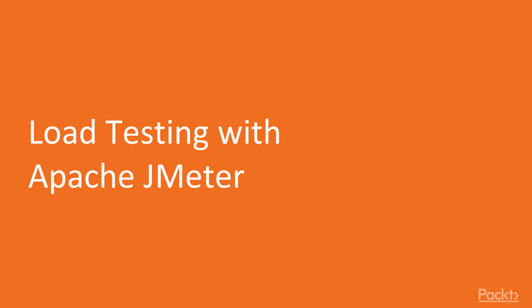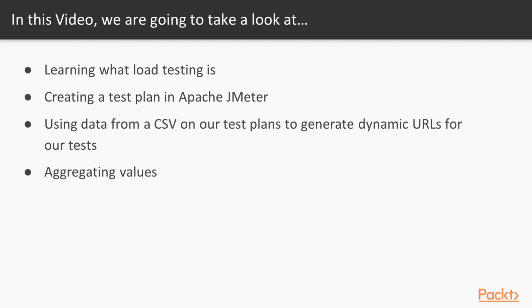This is video 1, load testing with Apache JMeter. In this video, we're going to take a look at what is load testing, creating a test plan in Apache JMeter, using data from a CSV on our test plans to generate dynamic URLs for our test, and what are aggregate values and percentiles.